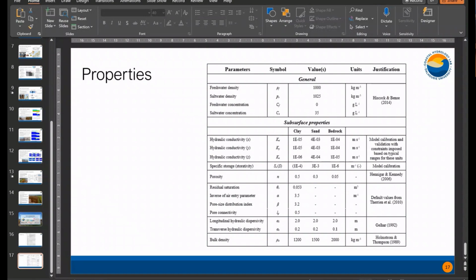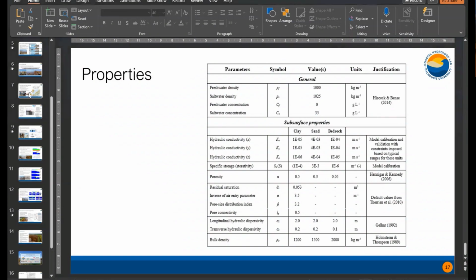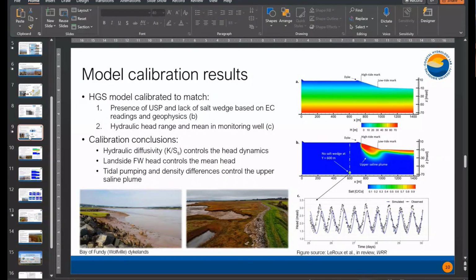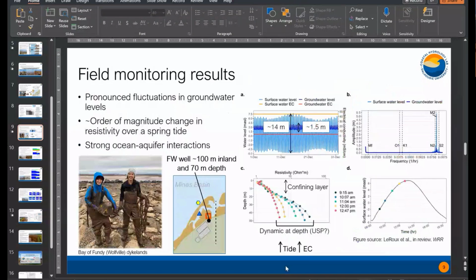Could you explain a little bit more how you thought the time domain resistivity or electromagnetics was giving you information about the upper saline plume? Sure. So the upper saline plume is really driven primarily by tidal pumping. And with the confining layer that we knew was present just based on geology records, we attributed this substantial change to be a result of that upper saline plume in response to the tidal flooding. And we also hypothesized that there's not really a salt wedge present in this region because of that confining layer.